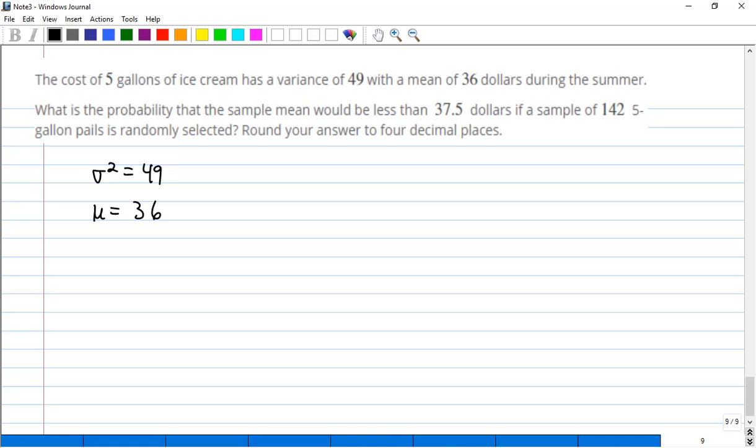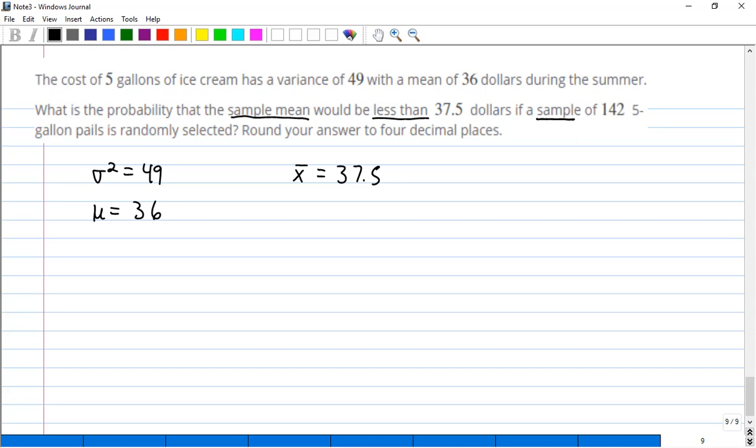What is the probability that the sample mean would be less than $37.50 if a sample of 142 5-gallon pails is randomly selected? Round your answer to 4 decimal places. All right, so we want to know the probability that a sample mean would be less than $37.50. So that's going to be our X bar. That's going to be our X value that we're going to use, but that's our X bar because it's from the sample.